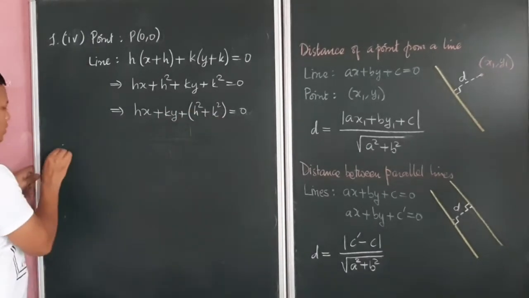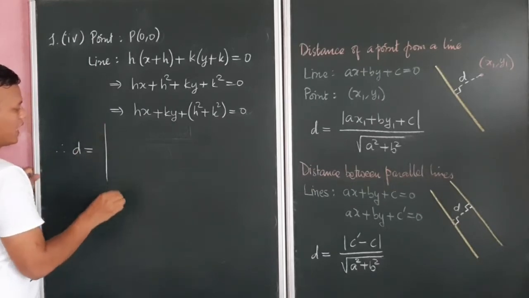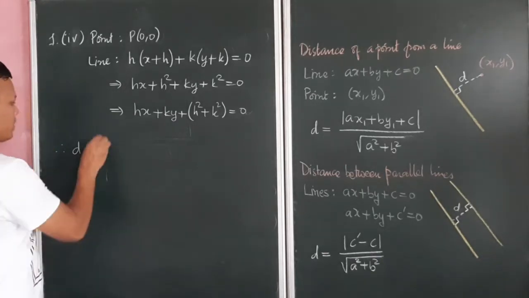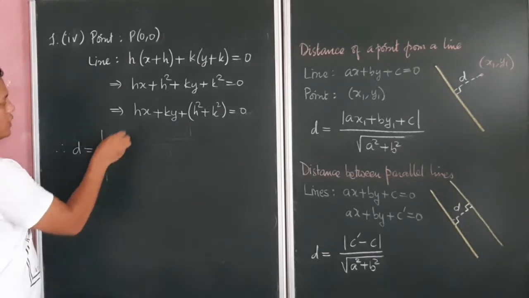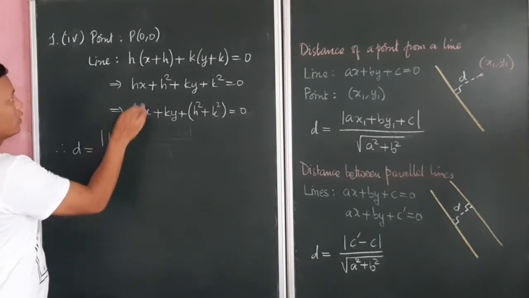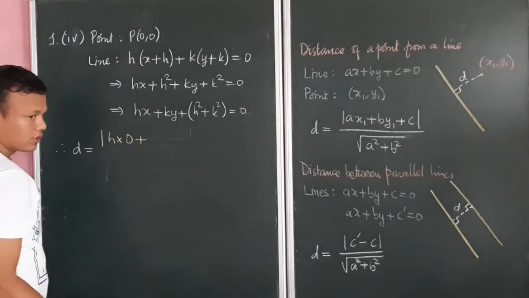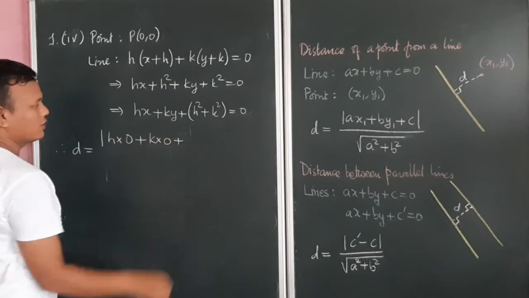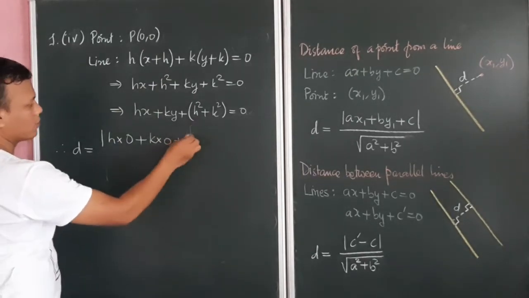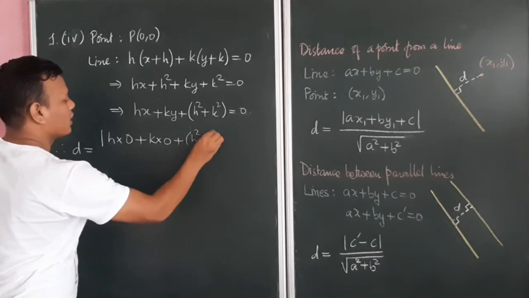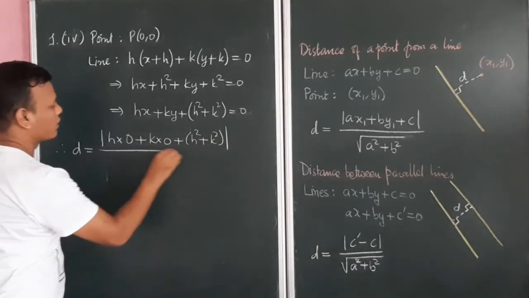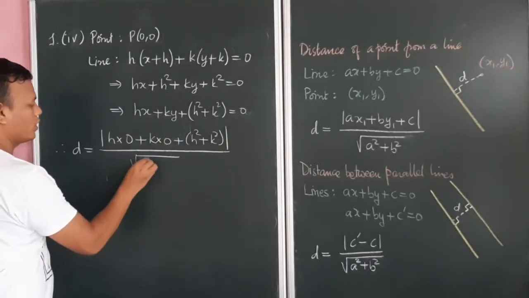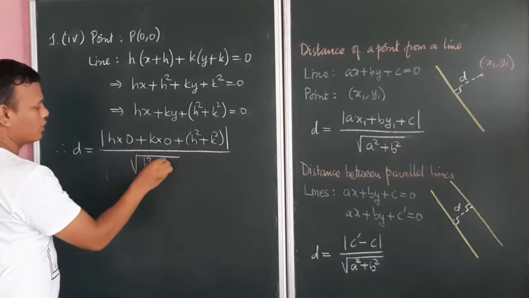Therefore the perpendicular distance as per the formula is, first there has to be a modulus sign. So we have ax1. How much is a? a is h. x1 is how much? It is 0. Plus by1, b is k, y1 is 0. Plus c, how much is c? It is h square plus k square. Whole divided by the square root of a square plus b square, where a is h, so a square is h square, and b is k, so b square is k square.